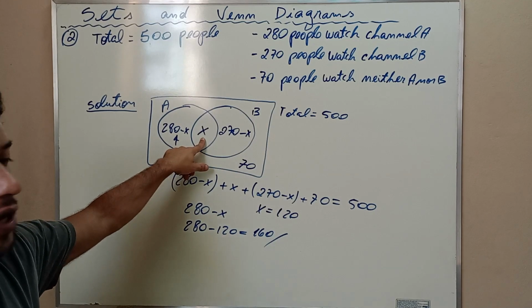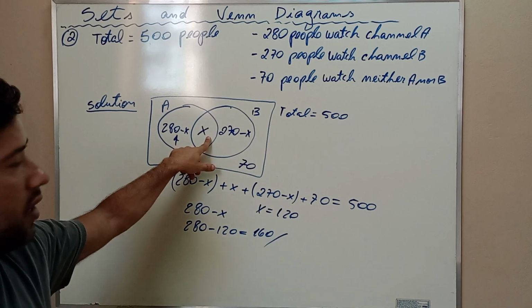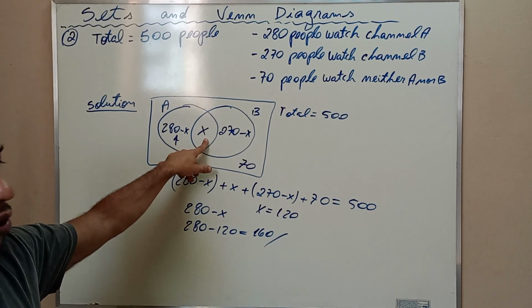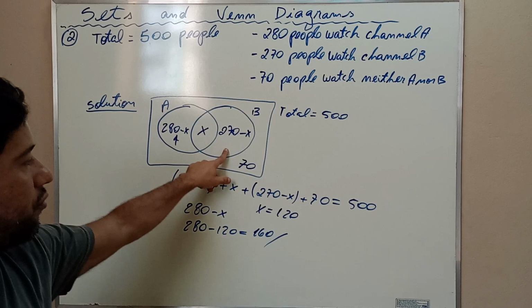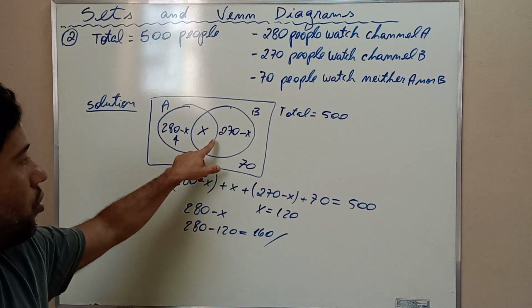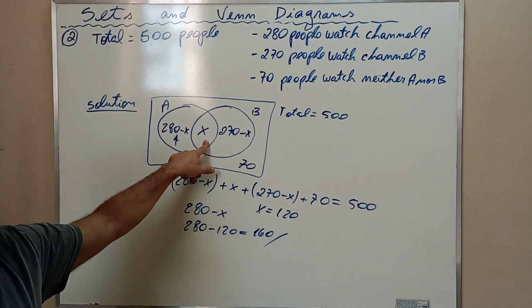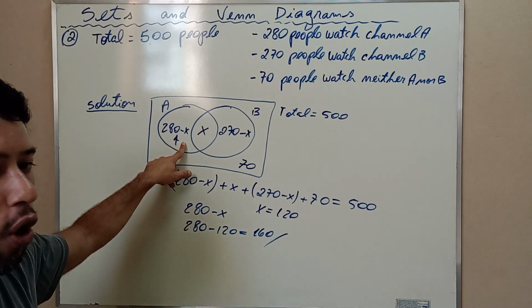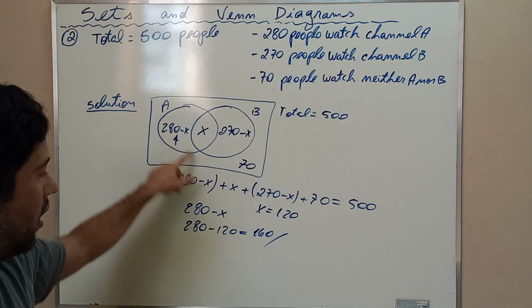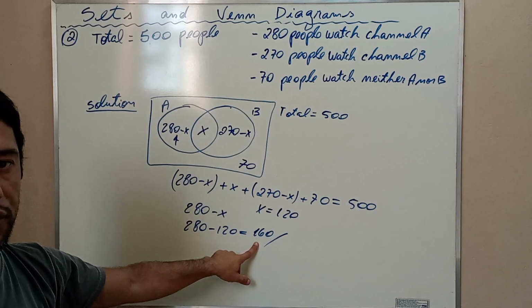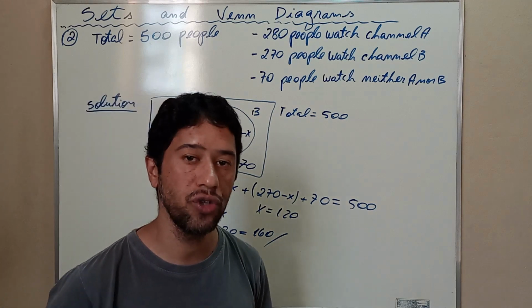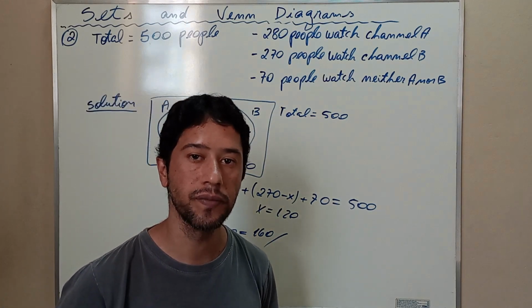We have to remove the X because the X is in the intersection, meaning that people in the X watch both channel A and channel B. We do not want people that watch both channel A and channel B. We want people that watch only channel A, and it is 160 people. Alright, my friends, this was question 2. Let's go to question 3 now.